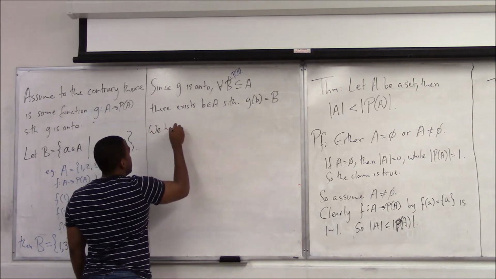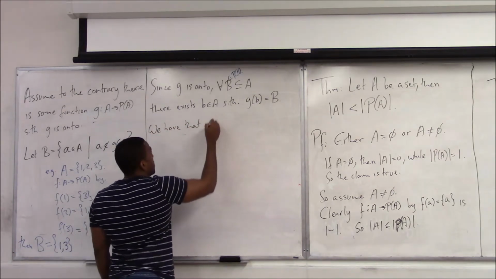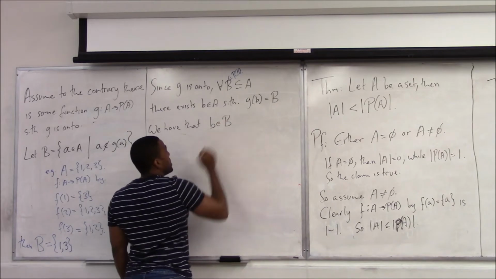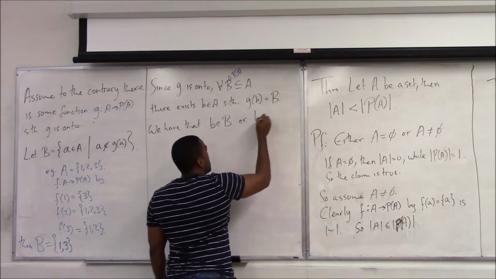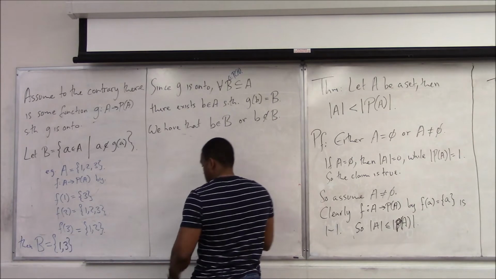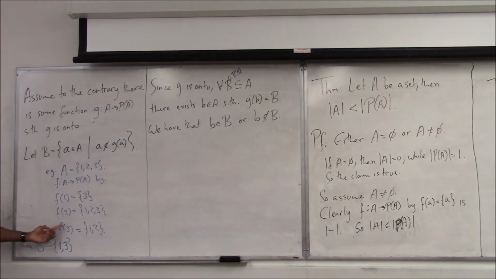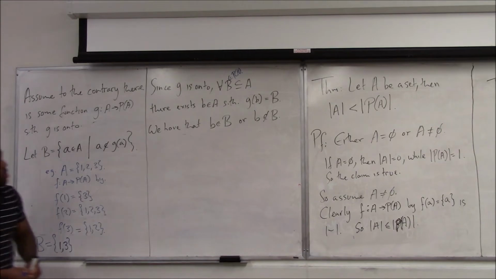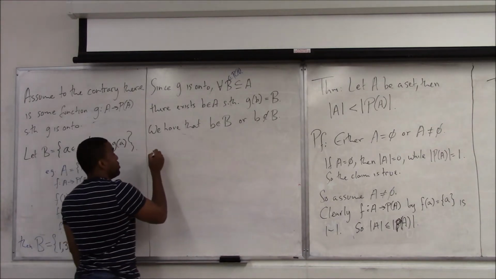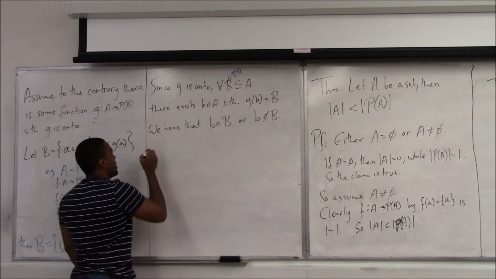We have that either B is an element of B or B is not an element of B. That is a tautology, so I can say that, right? So it's kind of like this. Either the guy is a member of the image or he's not a member of the image. One of the two things has to happen. Even without this example, that is a statement that I can always make. Okay? So let's do each case.